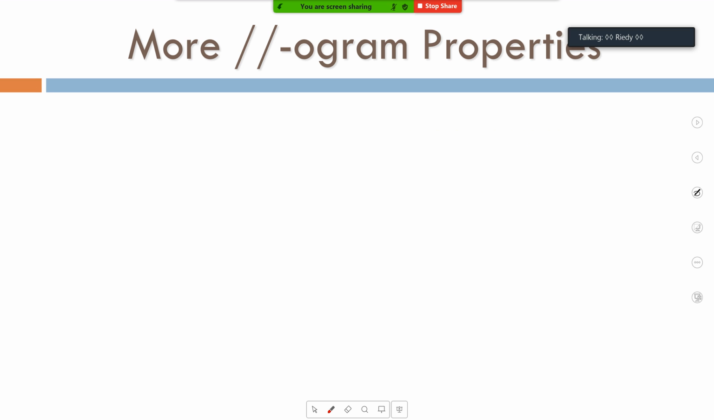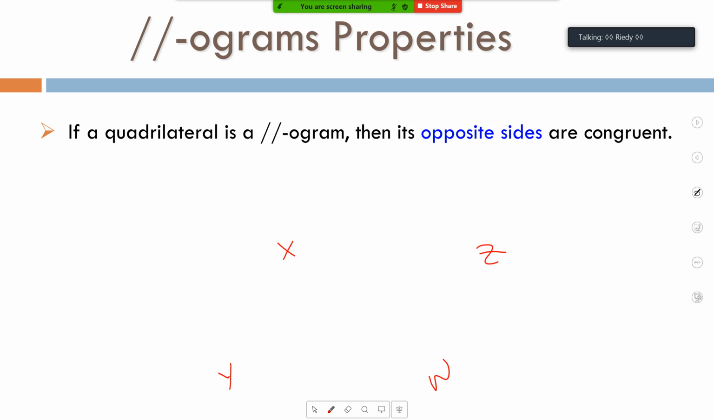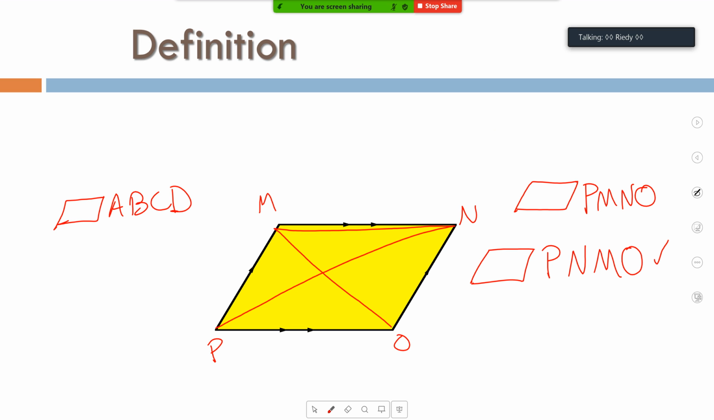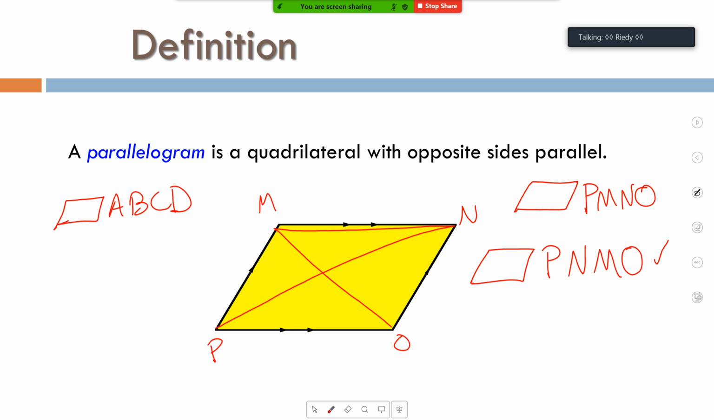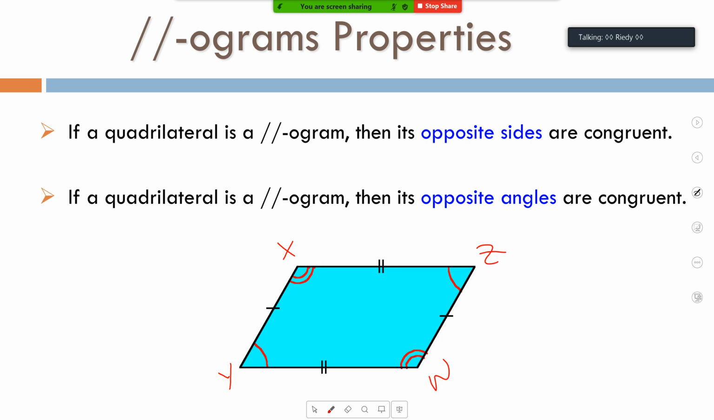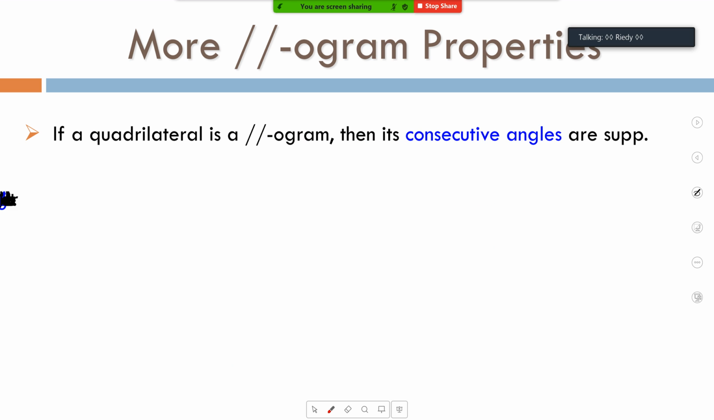Well, if we go back to this picture, we talked about how naming is important because you don't want to go out of order. When you go out of order, you get these segments here, this one and this one. Those are called diagonals. Diagonals connect non-adjacent vertices. And in a parallelogram, those diagonals bisect each other.